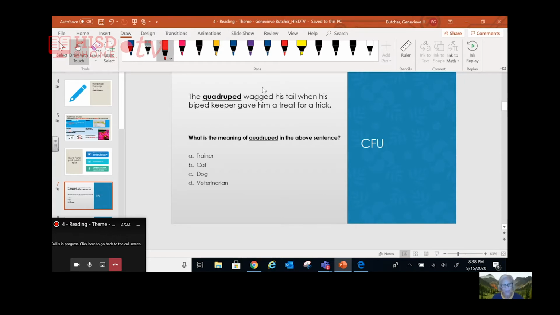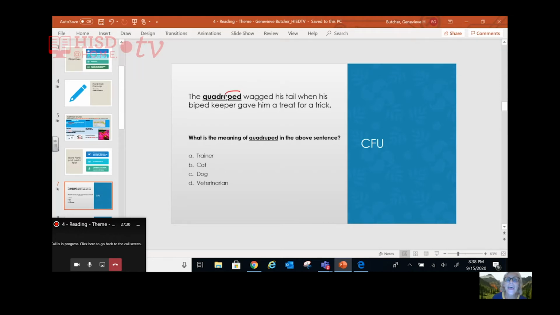Okay, how'd you do? Did you get A, B, C, or D? Let's go back to it. The quadruped, so I know ped is foot, right? Ped is foot, ped or pod. And I know quad has to do with four. So I have a four-footed something wagged his tail. Ooh, that's a clue. Wagged his tail. This is really sneaky here. When his biped keeper, biped, here's that word ped again. Ped, that means foot.